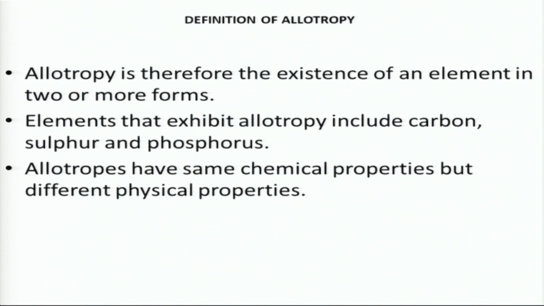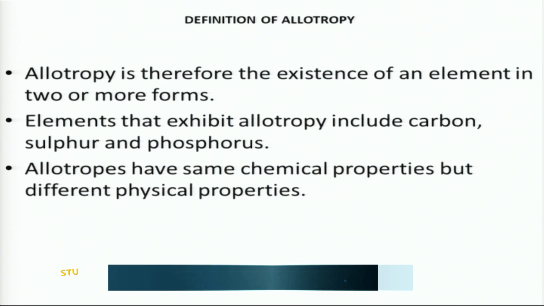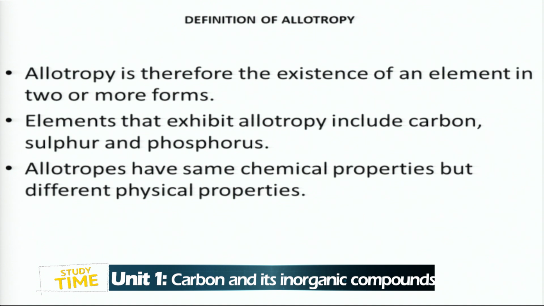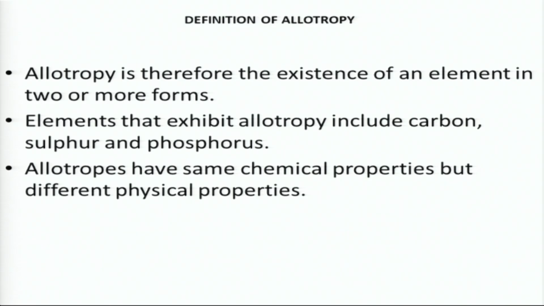You get that? So elements that exhibit allotrope, we have other elements apart from carbon. We have sulfur and phosphorus. They also exhibit forms of allotrope. So allotropes have the same chemical properties, but different physical properties. That's why we are going to put emphasis here on some of the physical properties of the allotropes of carbon.